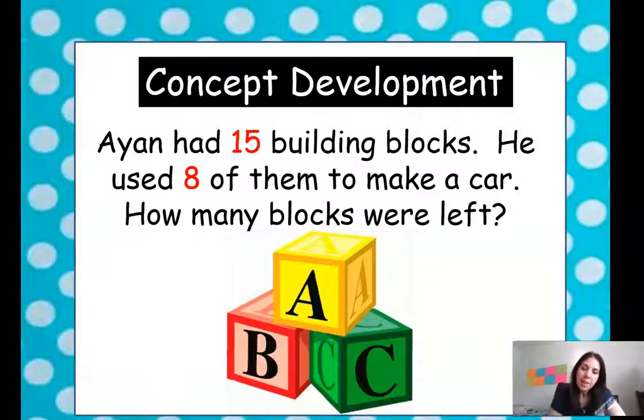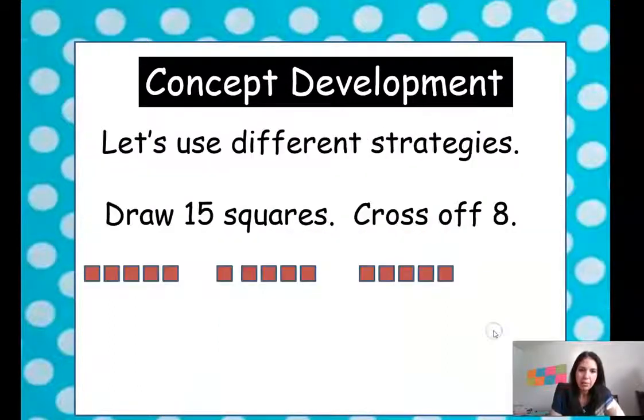Ian had 15 building blocks. He used 8 of them to make a car. How many blocks were left? Okay, so there's lots of different strategies we can use. Let's look at some different strategies.